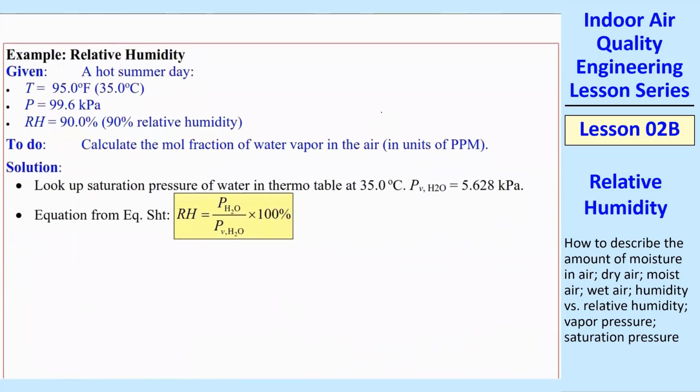All right, let's do a couple quick examples here. It's a hot summer day. Temperature's 95 degrees, 35 degrees C.